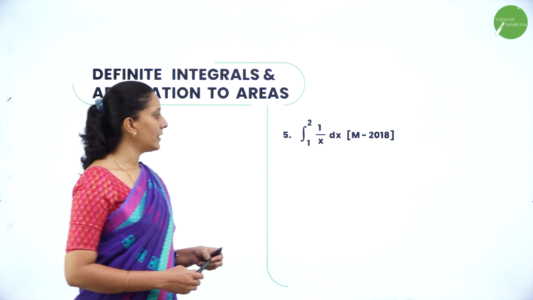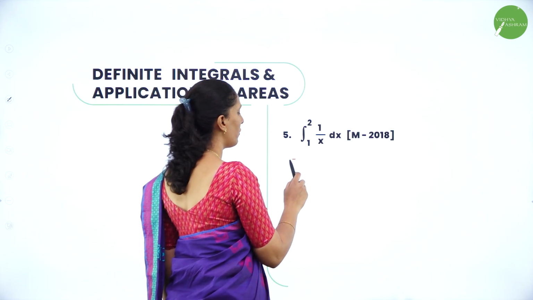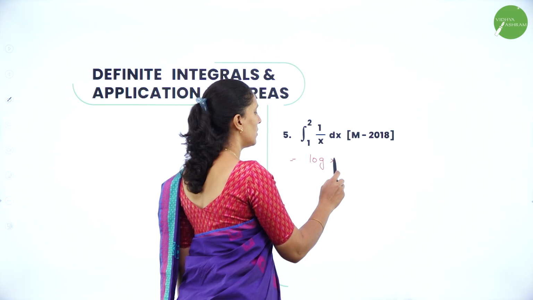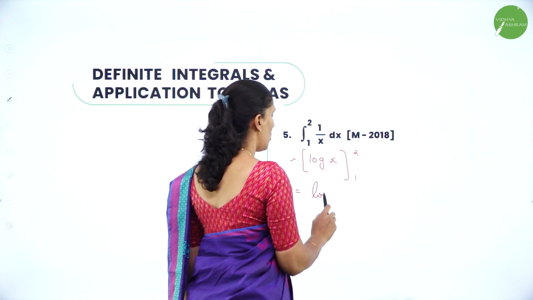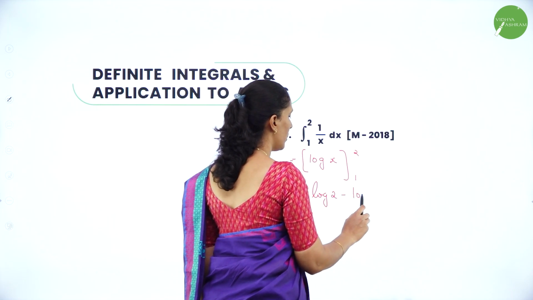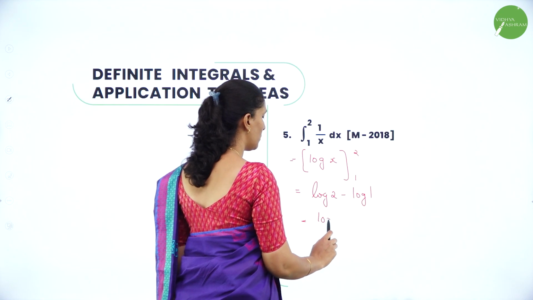Next we have integral of 1 to 2, 1 by x dx. We know the integral of 1 by x is log x. So we have the limits from 1 to 2. So that is log 2 minus log 1. Clearly we know that log 1 value is 0. So therefore this is equal to log 2.